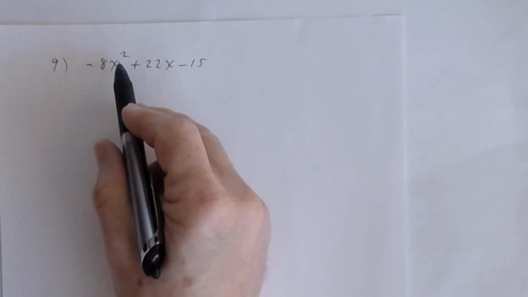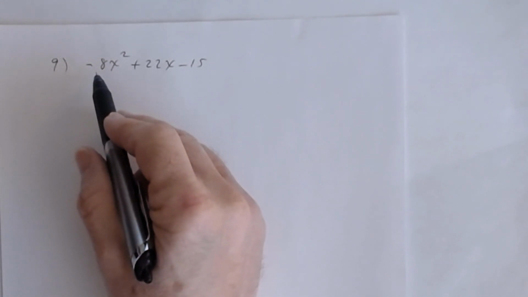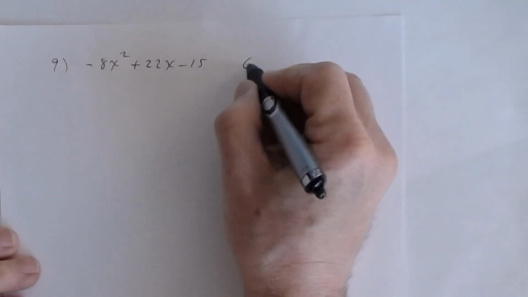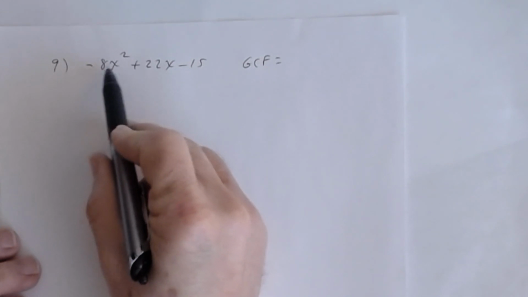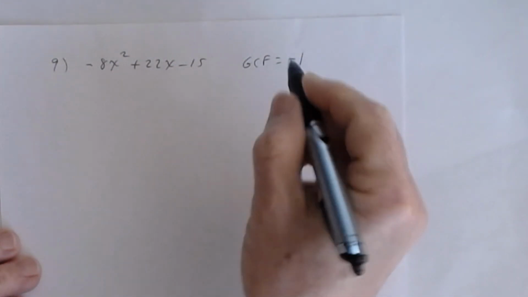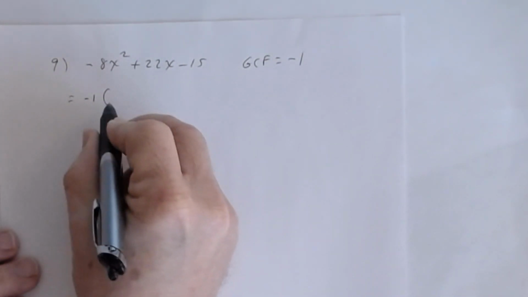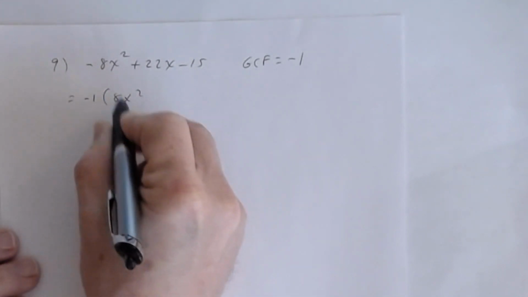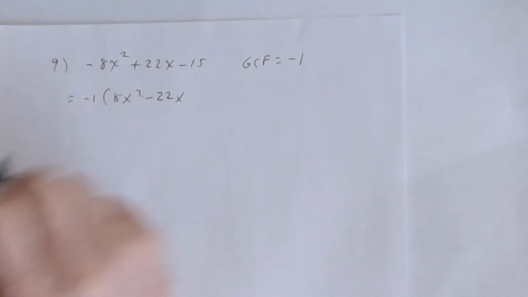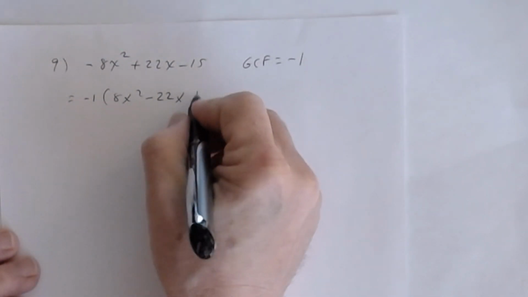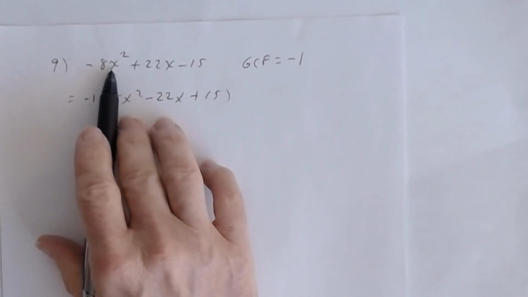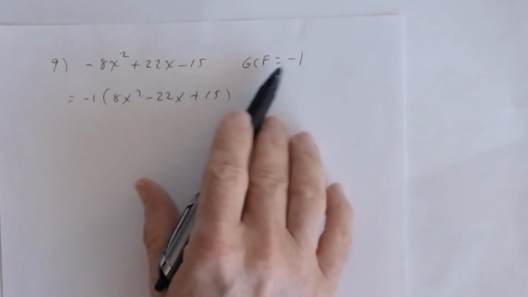The problem, though, is that for x squared, the coefficient is negative. Whenever the coefficient is negative for the x squared term, factor out a negative GCF. Notice the GCF of those 3 terms is a negative 1. So I'm going to go ahead and factor out a negative 1. So this becomes negative 1 times 8x squared is negative 8x squared. A negative 1 times a negative 22x is a positive 22x. A negative 1 times a positive 15 is a negative 15. So whenever the coefficient of x squared is negative, you've got to factor out a negative. In this case, it was a negative 1 for the GCF.